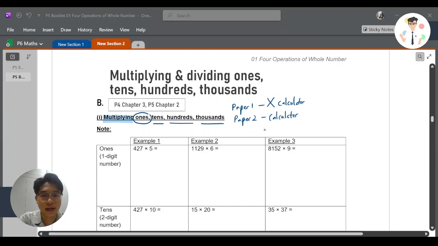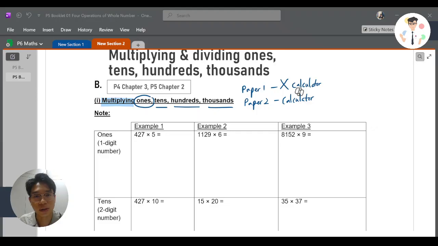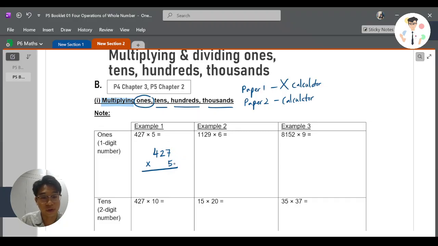Okay, so let's look at the ones first. Let me just zoom in a bit and let's look at example number 1, ones. Here it says 427 multiply by 5. So 427 will multiply by 5, and that's how we write it all the time. 7 multiplied by 5 will be what? 35. So I'll write here 3 and I'll write here 5.